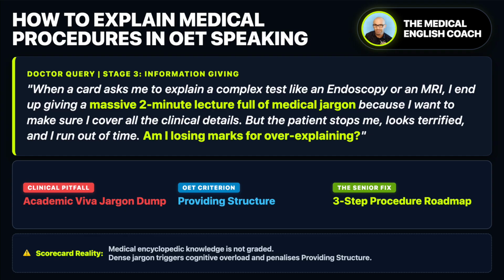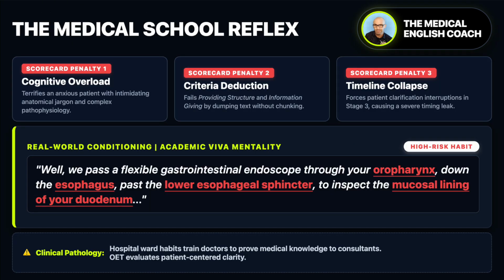Now, why do highly articulate candidates consistently over-explain medical procedures during OET roleplays? It stems directly from what we define as the medical school reflex, real-world conditioning built on an academic Viva mentality. In tertiary hospitals or academic exams, your medical license required exhaustive clinical detail. Hospital ward habits train doctors to prove medical knowledge to consultants. Under the psychological pressure of a timed examination, that academic instinct hijacks your communication mechanics.